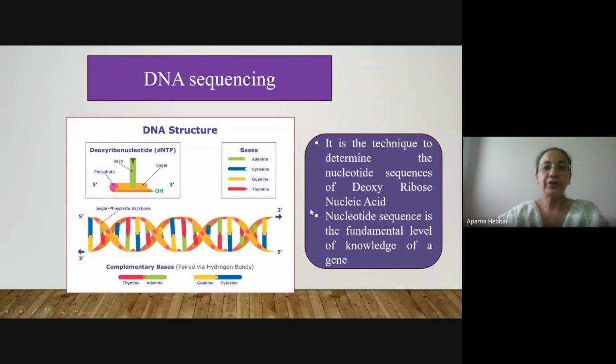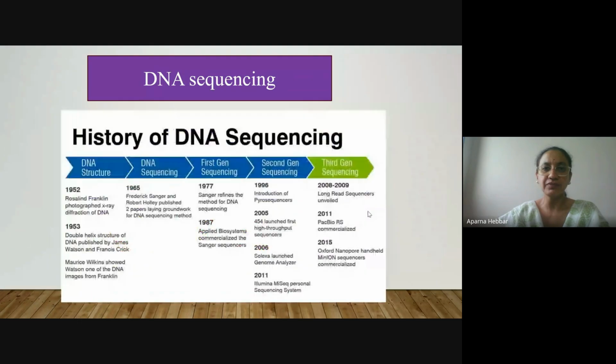Coming to the introductory topic, that is, what is DNA sequencing. First of all, if we split this term DNA, that is deoxyribonucleotide, that means it contains sugar, then base and phosphate. The bases can be adenine, cytosine, guanine, and thymine. And the technique used to determine the nucleotide sequence of deoxyribonucleic acid, that is DNA, is called sequencing. And it is the fundamental level of knowledge of a gene.